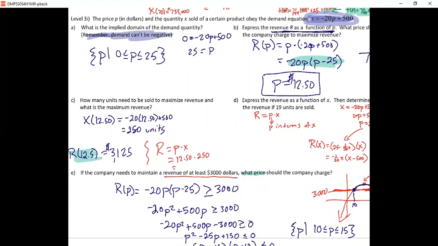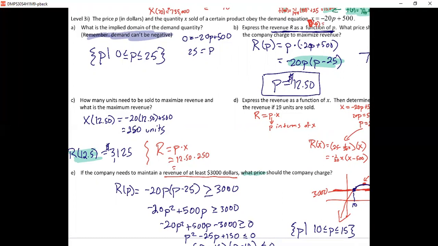The price P is in dollars, the quantity X is sold of a certain product. Obey this demand equation. And remember, once again, this is not R of P, it's D of P. That's our demand function. D of P equals -20P plus 500. Now, what is the implied domain? I'm not going to tell you demand is going to be negative when it comes to an assessment. That's something that I'm expecting that you know. So what is the implied domain?